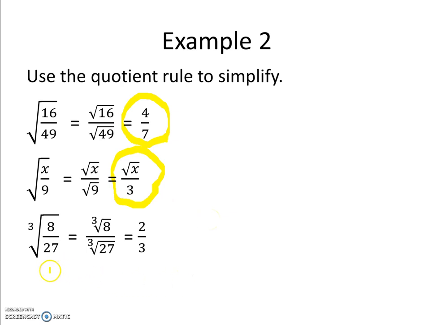Our last example is the cube root of 8 divided by 27. We can rewrite that as the cube root of 8 divided by the cube root of 27. The cube root of 8 is 2, and the cube root of 27 is 3, so we end up with a final answer of 2/3.